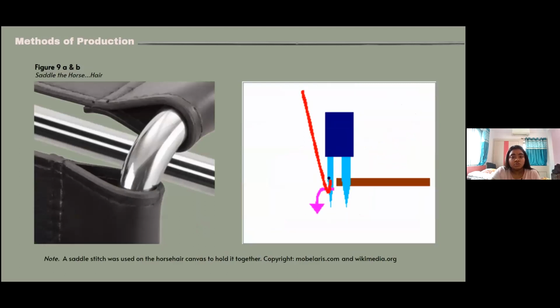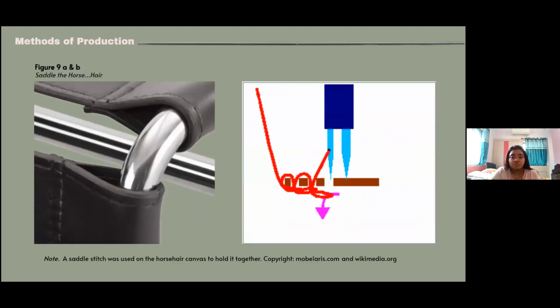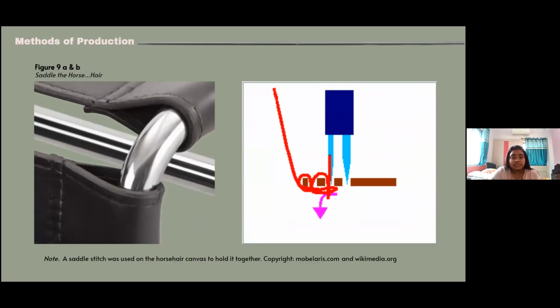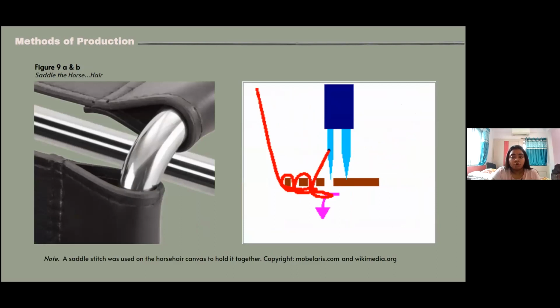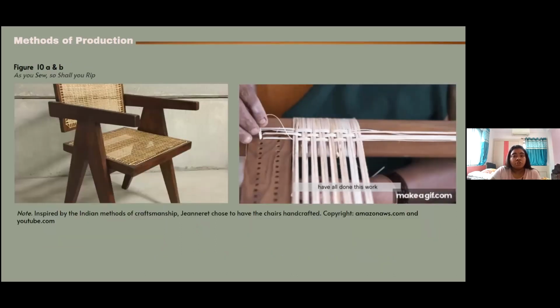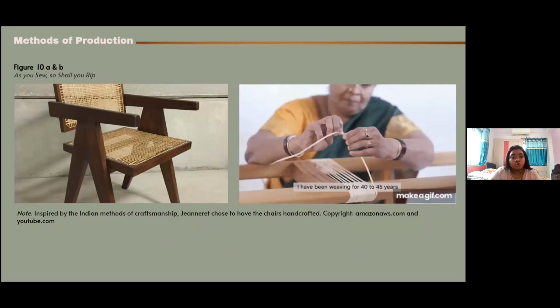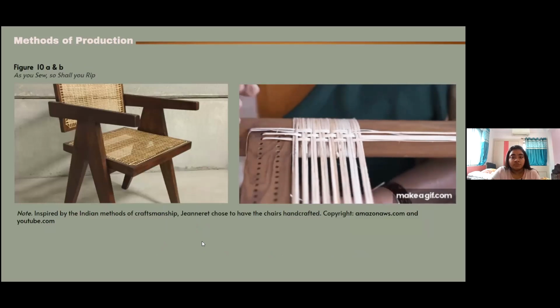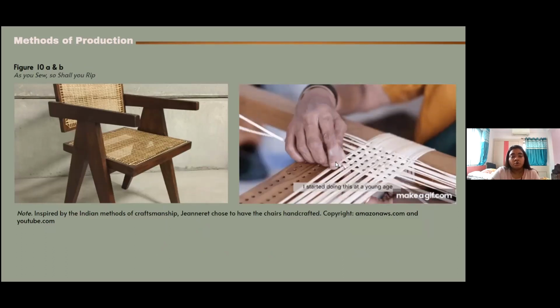The next slide shows a saddle stitch, which is an overcasting stitch made with a strip of leather. This kind of method is quite efficient as it is done by a machine and gives a quick output. While we see that in the Chandigarh chair, the cane was woven by hand through the holes drilled into the wooden frame. Compared to the Wassily chair, it involves manual labor and takes more time of production, thus resulting in low output. Now, I'll hand it over to Sabyasachi.